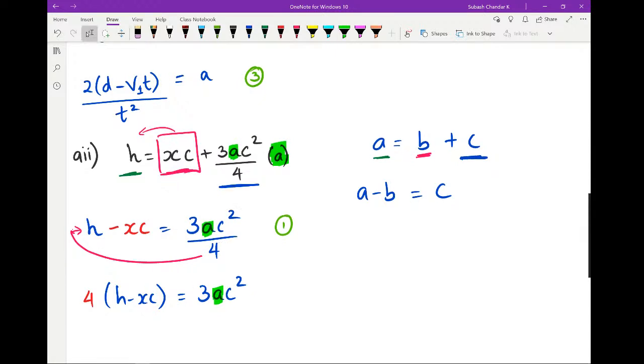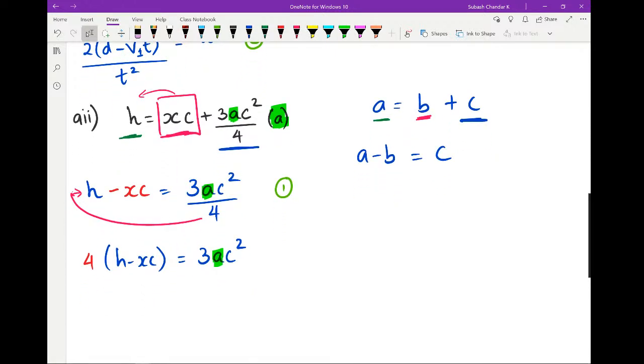All right, so carrying on with this, we still are trying to isolate a by itself, which means we need to get rid of 3 and we need to get rid of c squared. And because they're all getting multiplied, you need to move them to the other side. It'll become divide. So what we're going to end up getting is 4 times h minus xc divided by 3c squared, and we're left over with just a now. So what we've done is we've rearranged so that a is by itself.